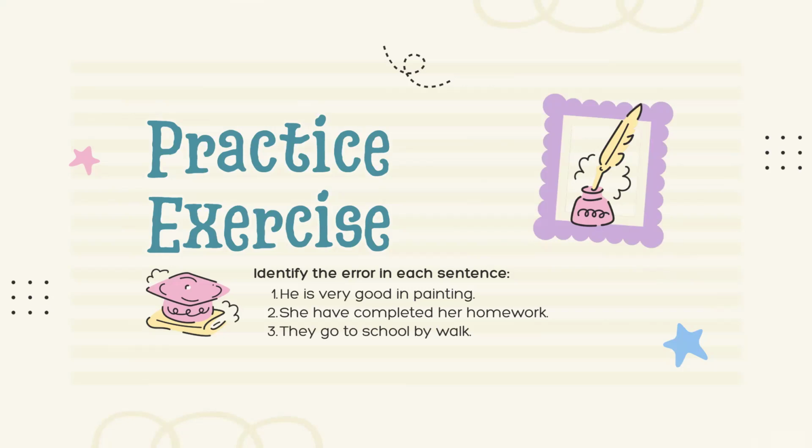So the first one is "He is very good in painting." Again, I hope you are very clear, and the error is "in." We don't use "in painting," because this sentence literally means that he is very good inside the painting. So the person is good when he is inside the painting. It's a wrong one. The correct form of the sentence is "He is very good at painting."